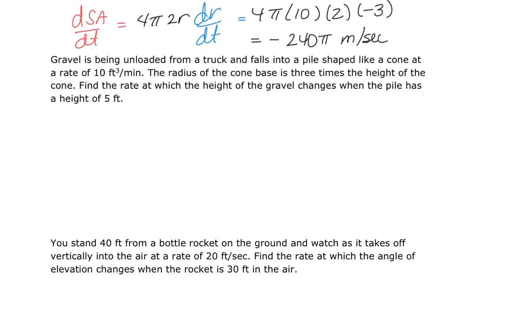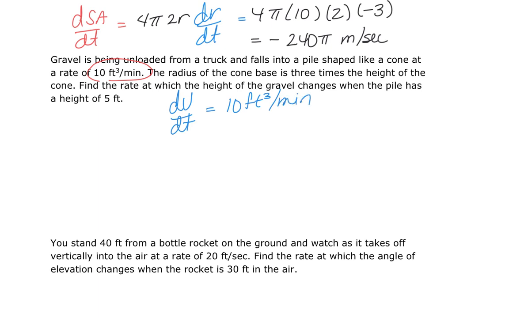All right, gravel is being unloaded from a truck and falls into a pile shaped like a cone at a rate of, now my units tell me this is a volume, so this is dV dt. And it's being dropped into this pile, so this is a positive 10 feet cubed per minute. So dV dt is going to be equal to 10 feet cubed per minute.